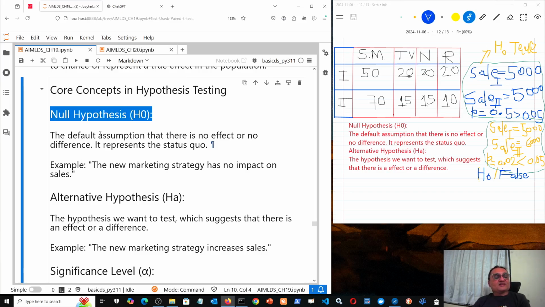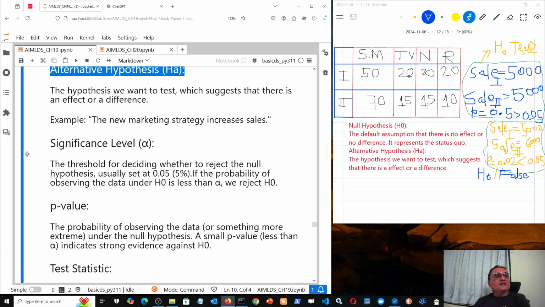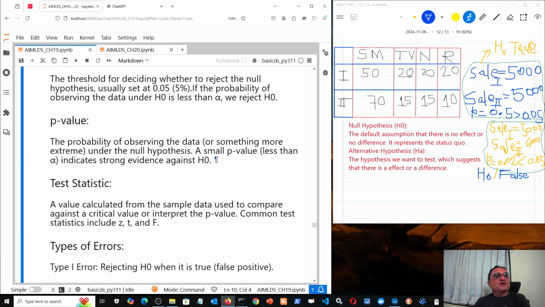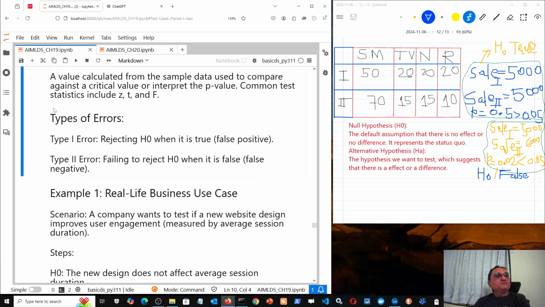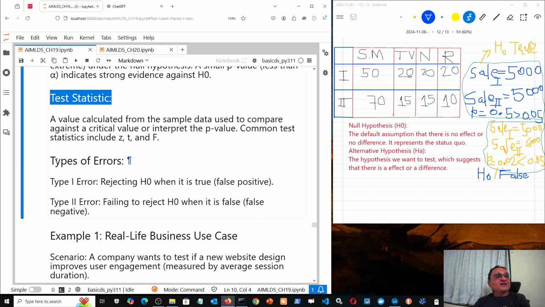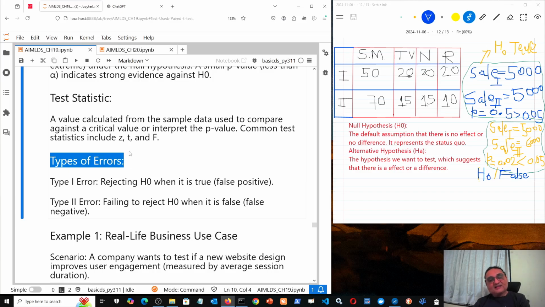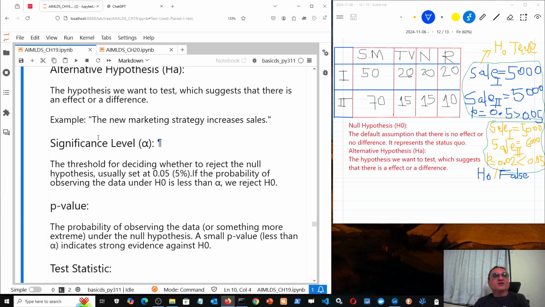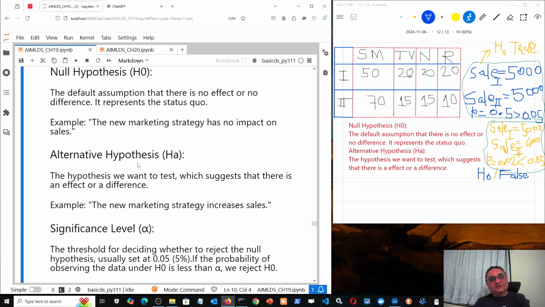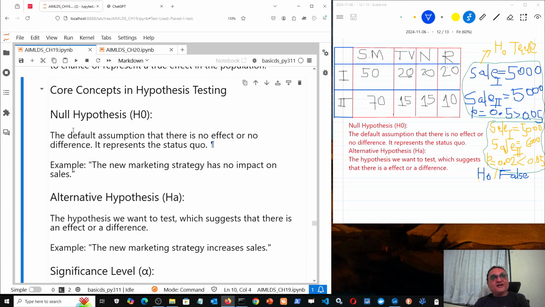These are the six core concepts. What is null hypothesis? What is alternative hypothesis? What is significance level? What is p-value? What are test statistics? And what are types of error? So let us discuss these six core concepts with this particular example. Okay. So let us start with null hypothesis.